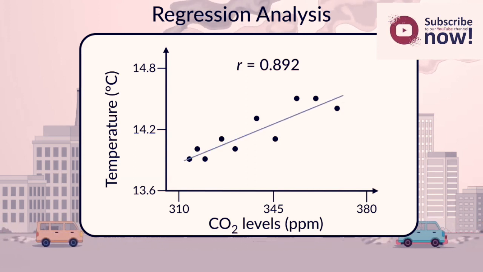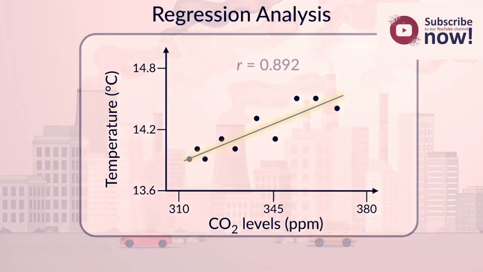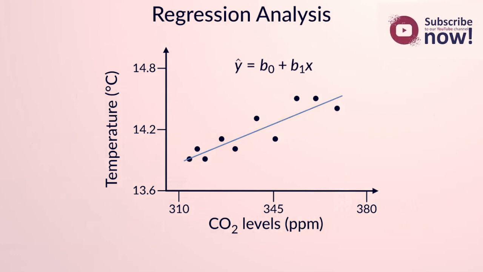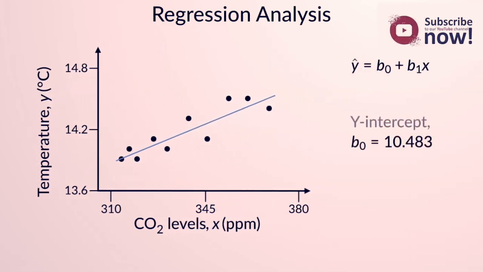A best fit line passing through the scatter plot is the regression line. The algebraic equation of the regression line is known as the regression equation. It expresses the relationship between the carbon dioxide levels, x, the independent variable, and the annual temperature, y, the dependent variable. Here, b0 is the y-intercept, and b1 is the slope of the regression line.